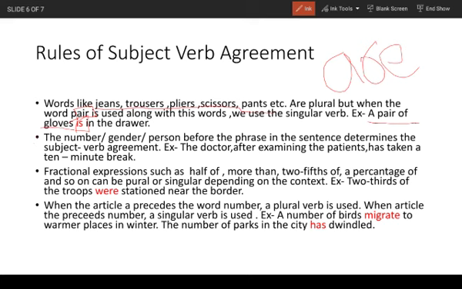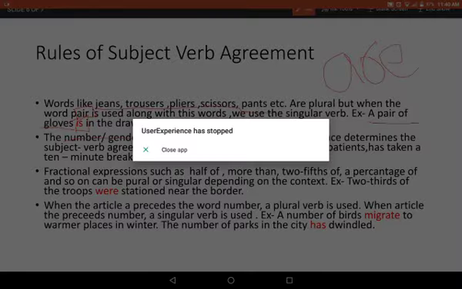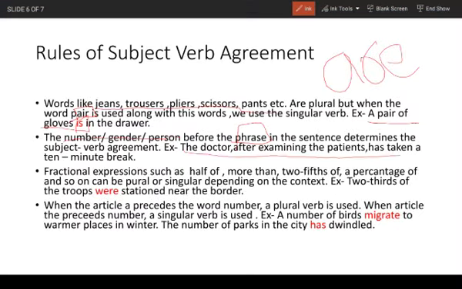The number, gender, person before the phrase in the sentence determines the subject-verb agreement. Like, the doctor, after examining the patient, has taken a 10 minutes break. So here "has" is a verb, and "doctor" is used before a phrase. So this is a phrase, and at that time it determines the subject-verb agreement. Suppose it is doctors, so it would be "have". But it is doctor, so it would be "has".